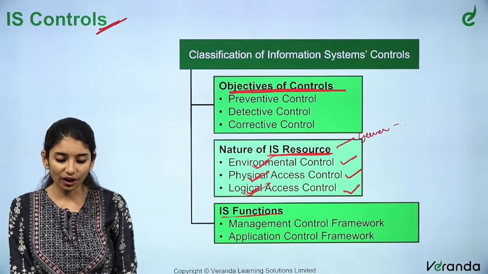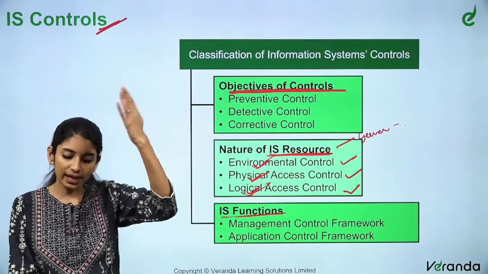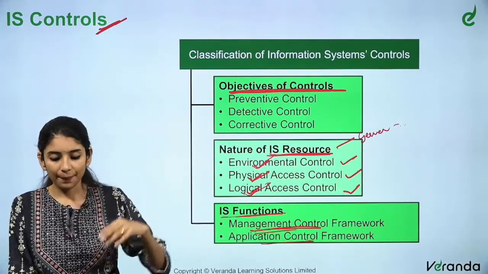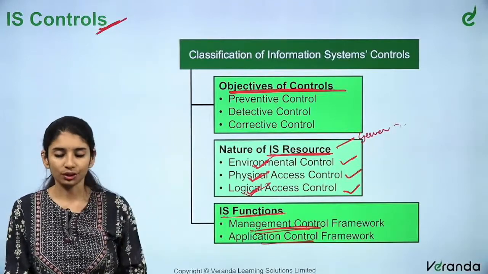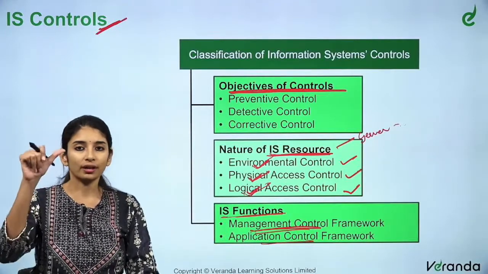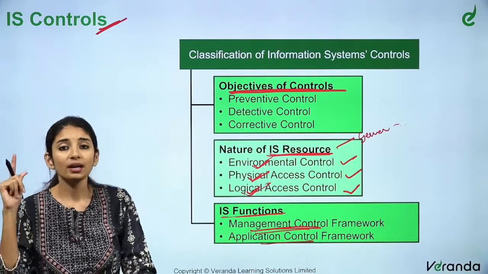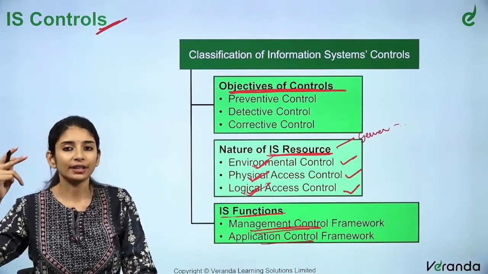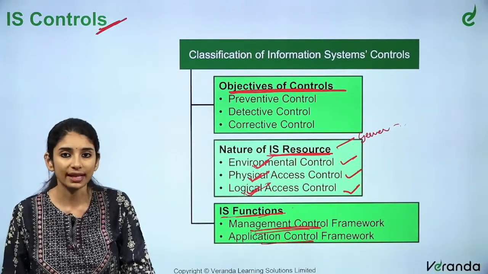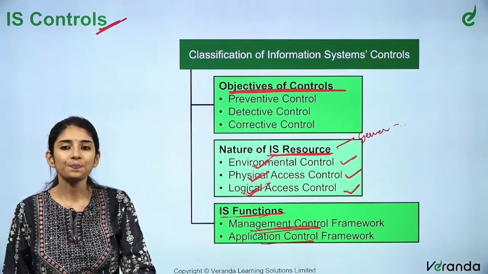Based on my IS functions, I have management controls and application controls. Clear? So, based on objective of controls, based on nature of the resources and based on the IS functions, management or application. Clear?